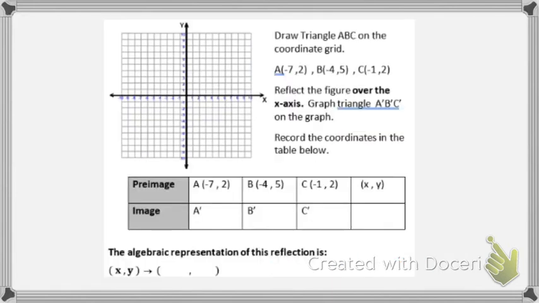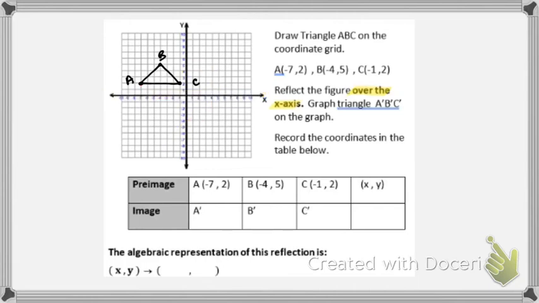Let's look at the x-axis. So it's basically the same. The only thing is we're not going to do the negative with the x. It's going to be a negative with the y. So let's start with drawing our triangle. We got negative 7, 2 for A, negative 4, 5, and negative 1, 2. Okay. Now we're using the x-axis, and we're going to put it this way.